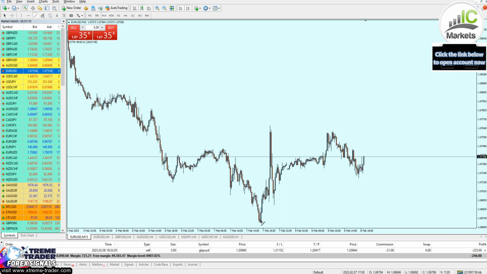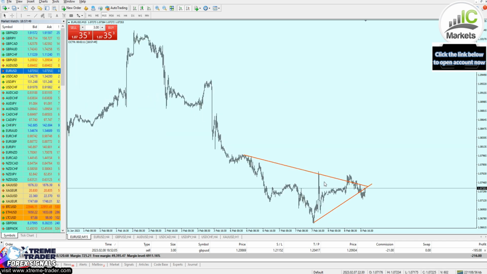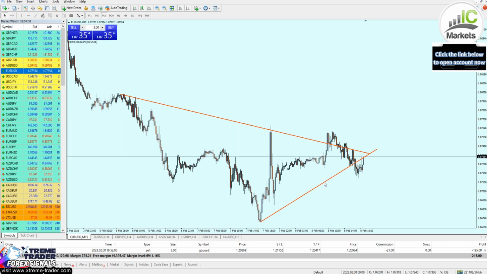Here, my friends, we're having a triangle, as you can see, like this and like that. Perfect. So this is one way to draw the triangle. As you can see, some of the candles are already outside of the triangle. I will explain this part.